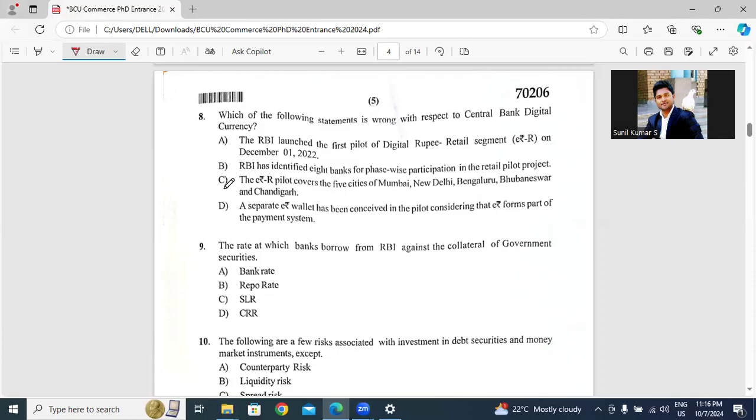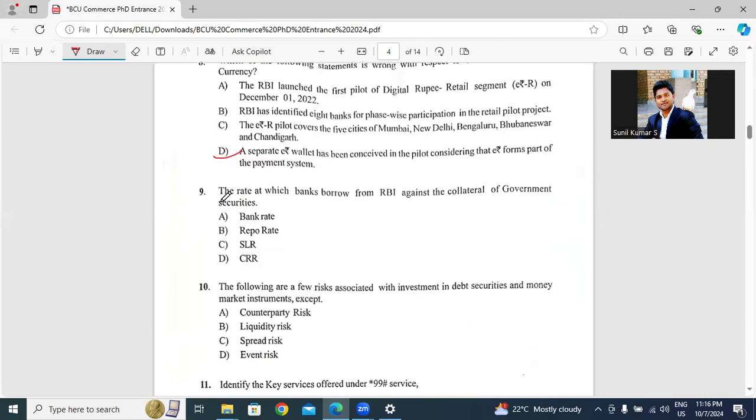Actually, the first three are correct, and the last one is wrong, because no separate wallet has been conceived in the pilot, considering that. So this is out. Next, let us go for the ninth one. The rate at which banks borrow from RBI against the collateral of government securities. We all know the answer is repo rate.